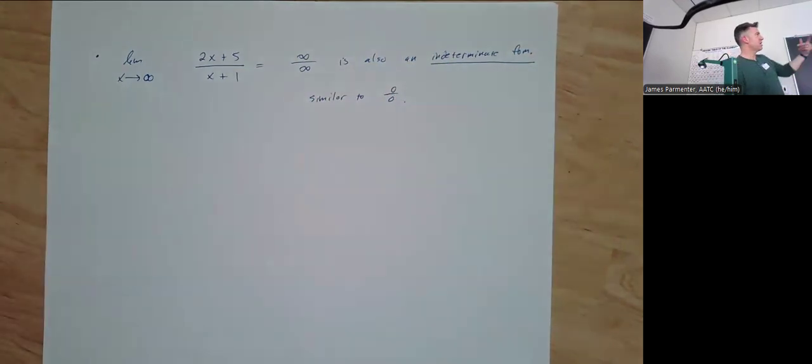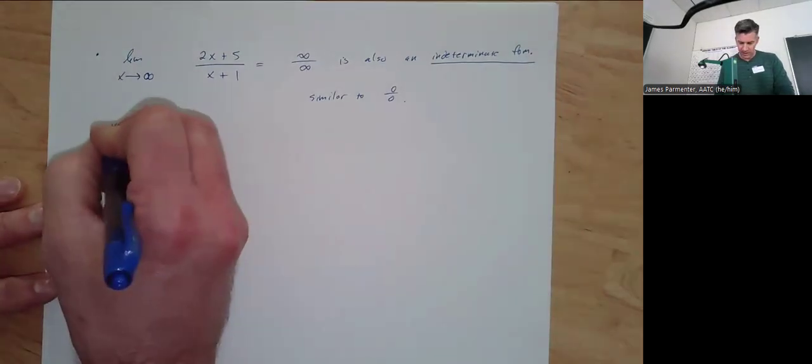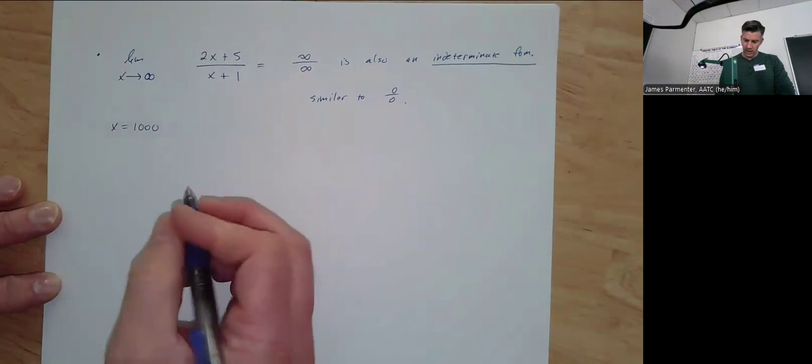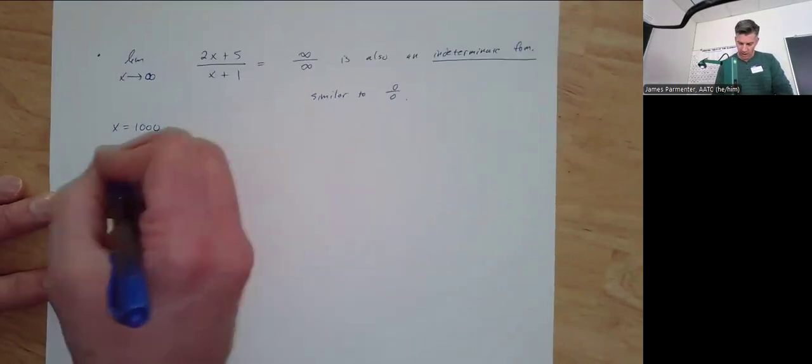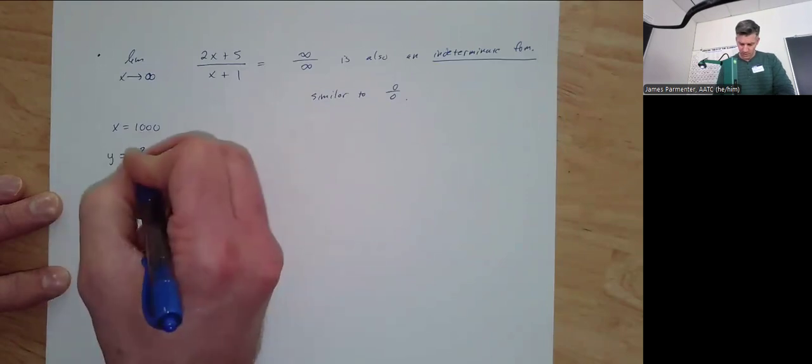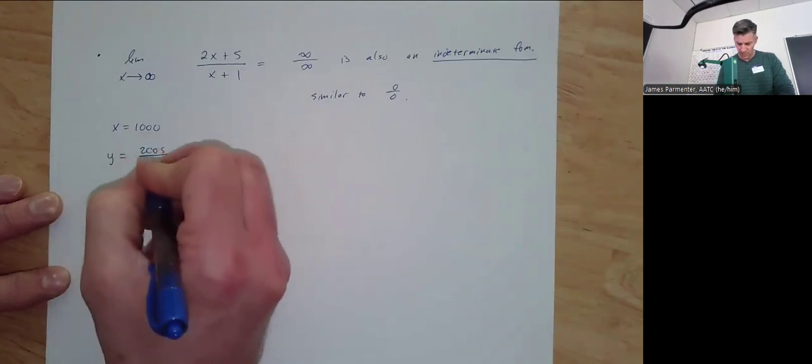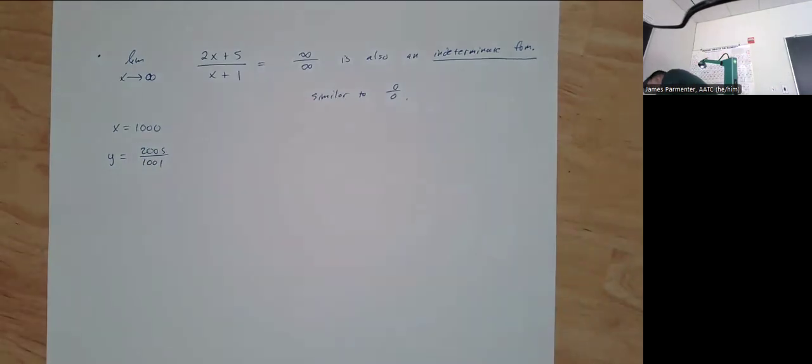And again, you should see this word and be like, yeah, indeterminate means we don't know what it is yet. Because usually indeterminate means we can figure it out. There's something to do and we're going to do it. Here, you could start plugging in numbers. In fact, if x is equal to 1,000, you're going to get your function value, let's just call it y. Y is going to equal 2005 divided by 1001, which is probably pretty close to 2.